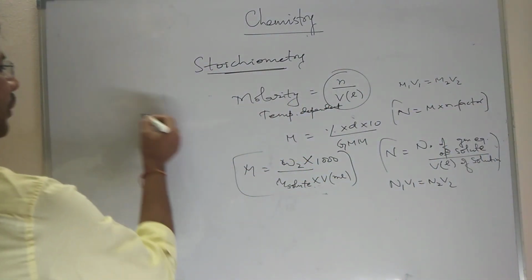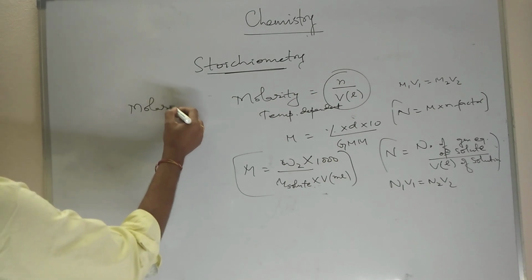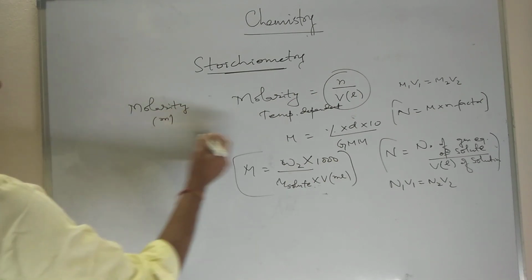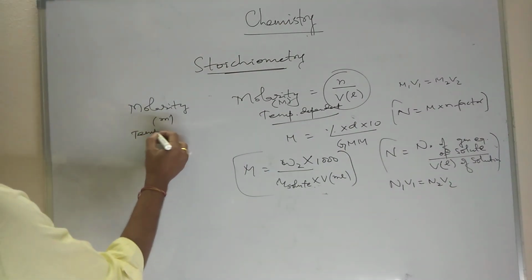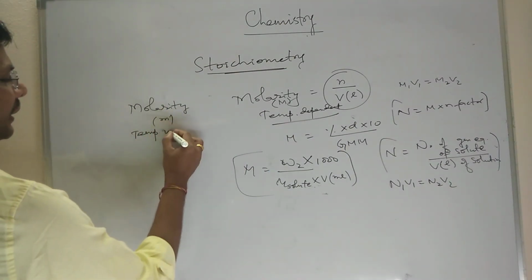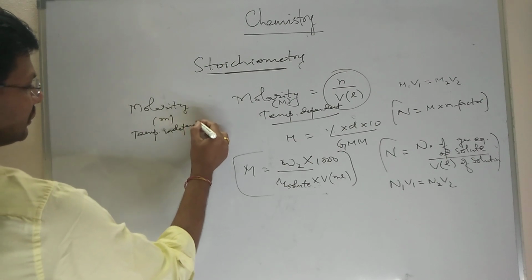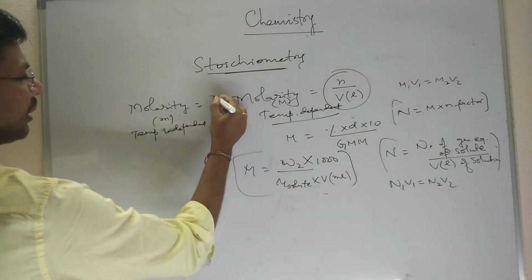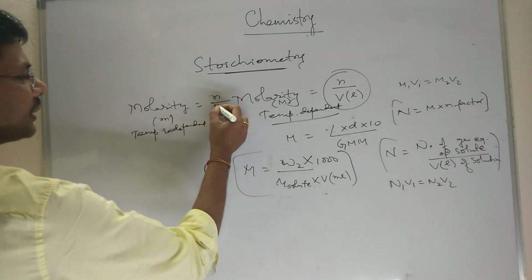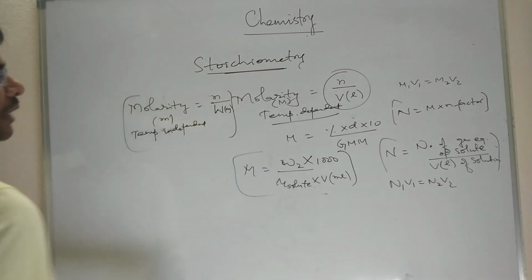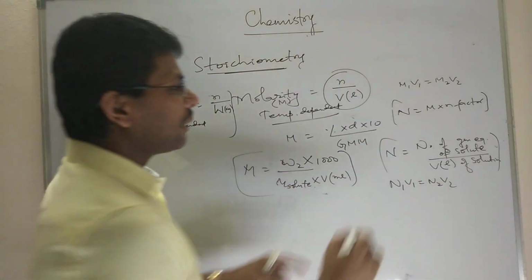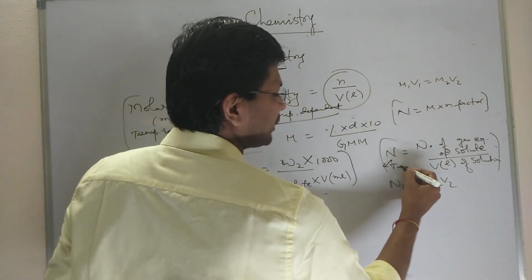Similarly, if they ask you about molality, so molality is denoted by small m, whereas molarity is denoted by capital M. Molarity is temperature dependent, molality is temperature independent. It is given by number of moles of solute dissolved in 1 kg of solvent. 1 kg of solvent, keep this in mind. Normality is also temperature dependent.